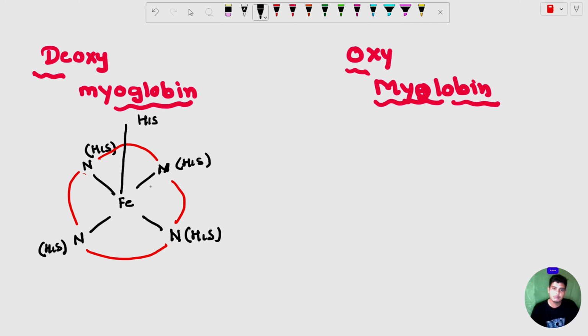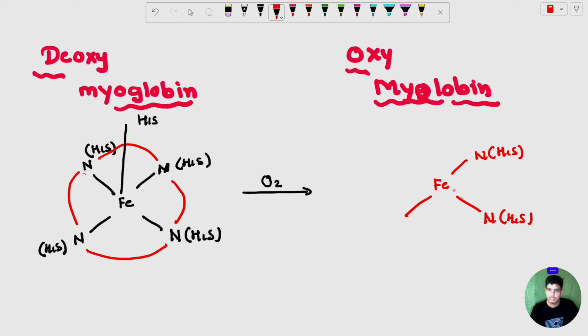In deoxymyoglobin I am simply adding the oxygen molecule, the dioxygen molecule O2. Now the structure will be converted into the oxymyoglobin, and the structure is Fe. Here one histidine group will be present, porphyrin ring, and this is the second porphyrin ring, this one is the third porphyrin ring, histidine, and this one is the fourth porphyrin ring.